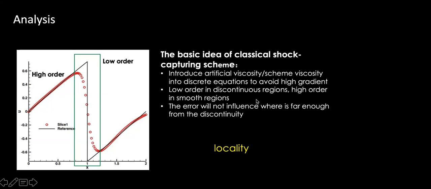So in traditional methods, we can only have low order in transitions, but we still can keep high order in smooth regions. This is because of the nature of hyperbolic equations and the local quality of traditional methods: the error in the transition region will not influence the solution far from the discontinuity.